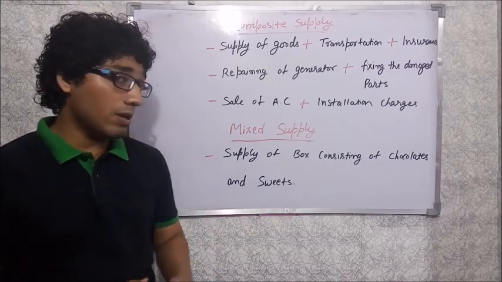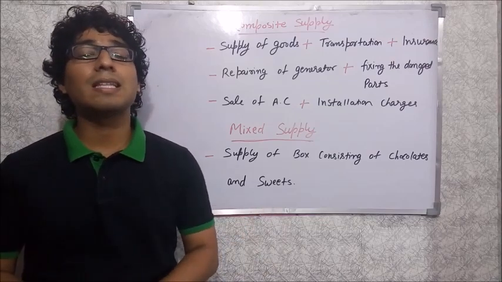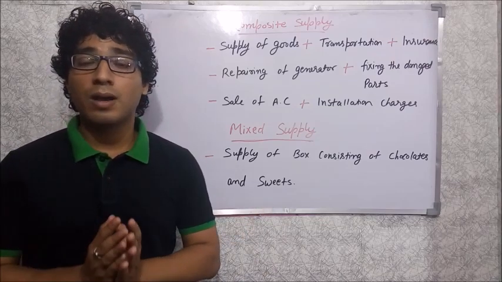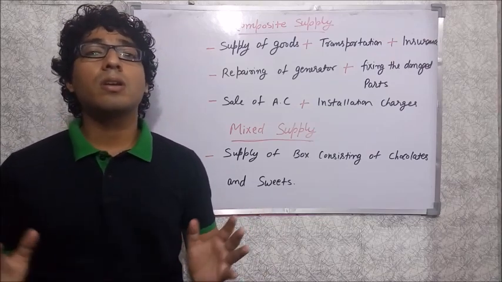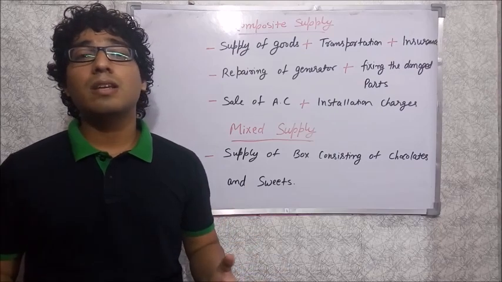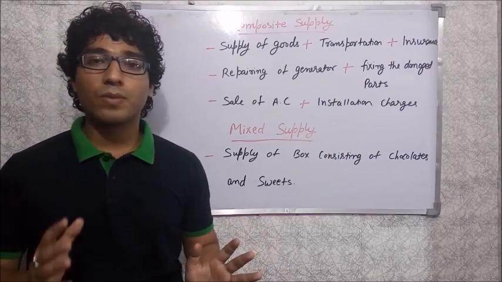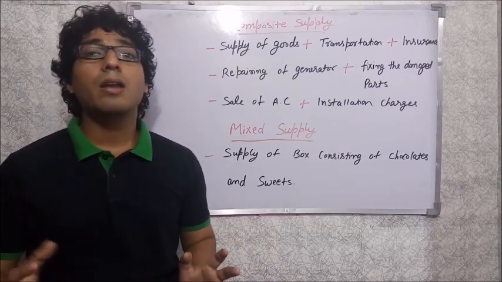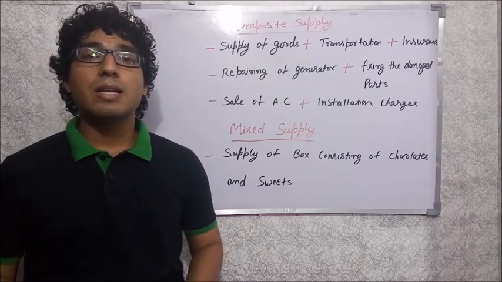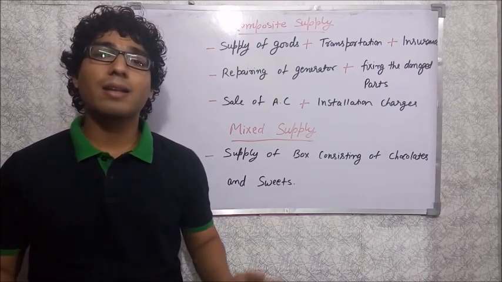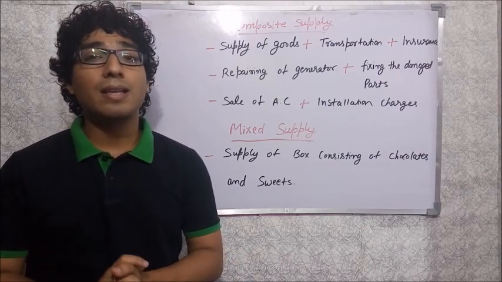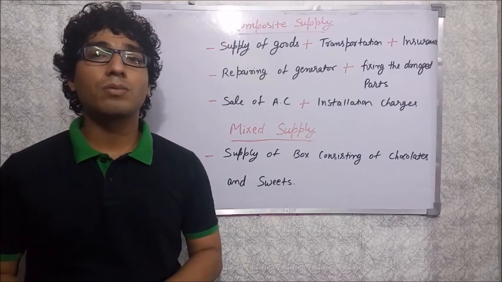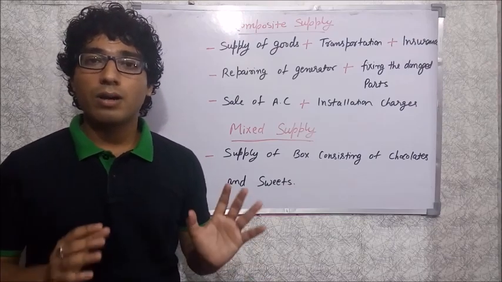Suppose in the previous clip we took the example of the Diwali packages, the Diwali box in which there are a lot of items like namkeen or rasgulle, dry fruit and cold drink, all packed in one package, and the price is only one for the whole set of items. So that was an example of mixed supply.